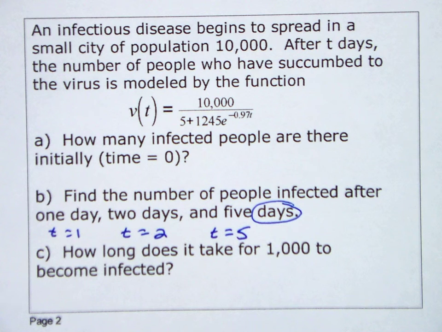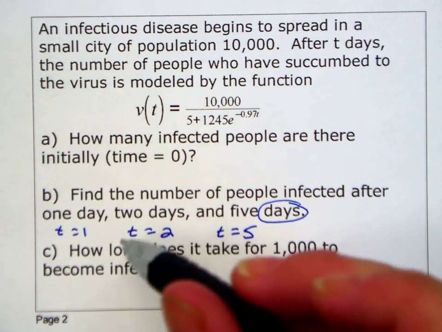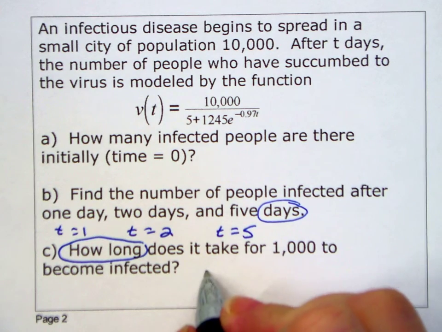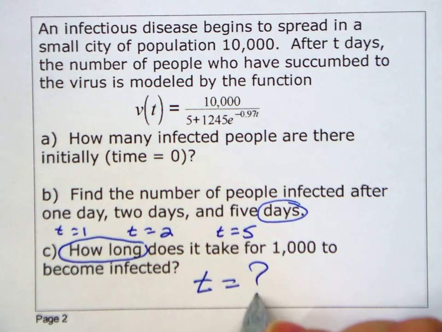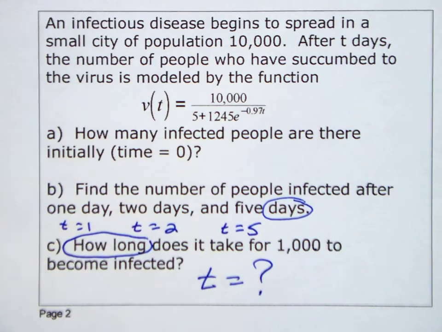It's just plugging in. Letter C is the tough one. How long does it take for 1,000 people to become infected? I forgot the word people. 1,000 people to be infected. So how long? That's t. So in this one, t is our question mark. 1,000 is our infected, our V. This one's pretty tricky, actually.